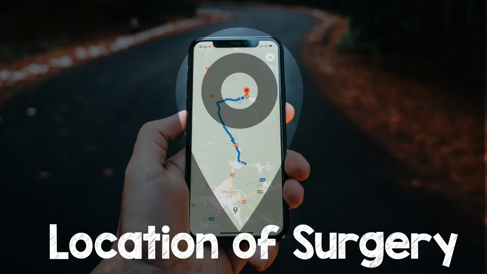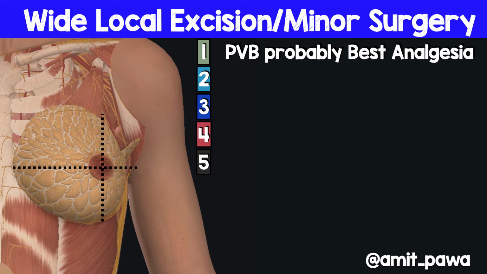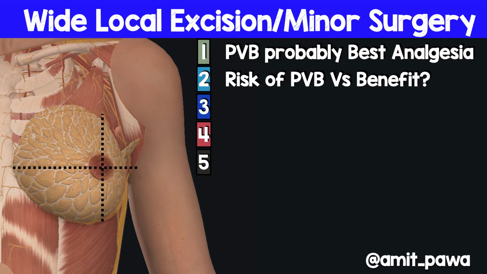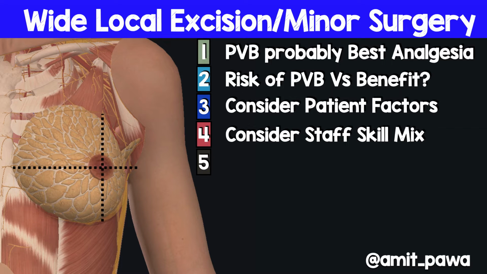Now, what about location of surgery? Does the location of surgery change or alter what block you might choose? Well, if we consider a wide local excision or a lumpectomy, so a relatively minor breast surgery, paravertebral block probably still gives you the best analgesia when we look at that zone of coverage that we talked about. But can you always justify the risk of a paravertebral block versus the benefit that you may get? In some cases, when you consider patient factors, it may be that they really would benefit from having dense analgesia, and therefore you would do it. Whereas there may be a young, fit, healthy patient that's relatively robust having a small lumpectomy, and you say, well, actually the risk-benefit ratio isn't really in favour of the paravertebral block.